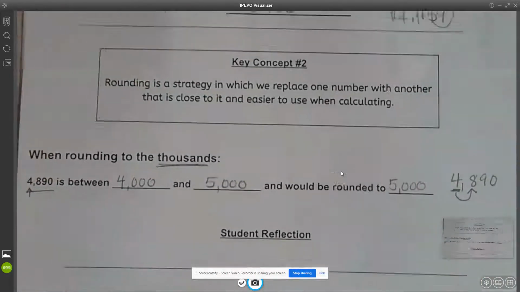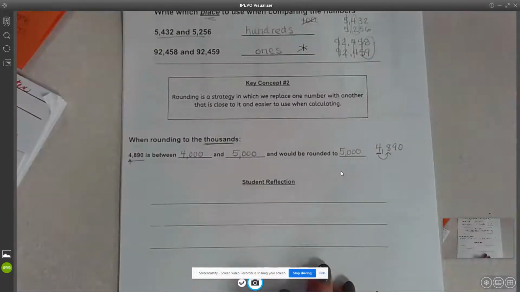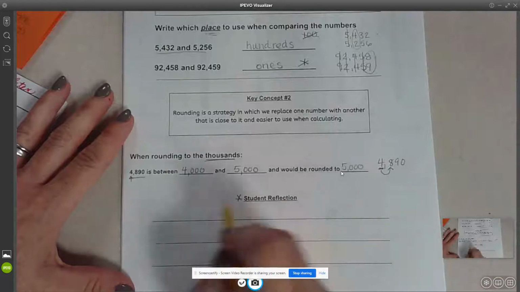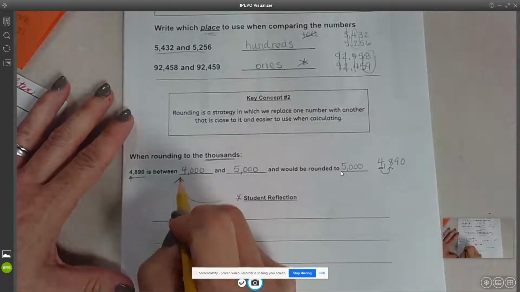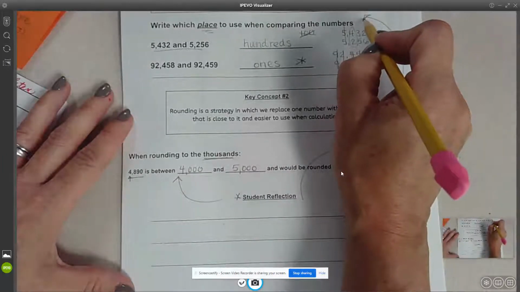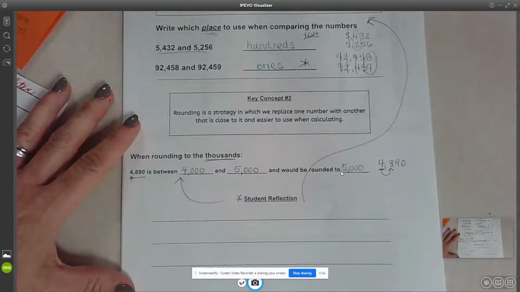Okay, this reflection is important, folks, and some people are kind of missing the mark on this. When you are writing this reflection right here, this is about this problem right here, the rounding, or the comparing problem. Okay, it's not about anything else that we're doing. It is only about the problems on this page.